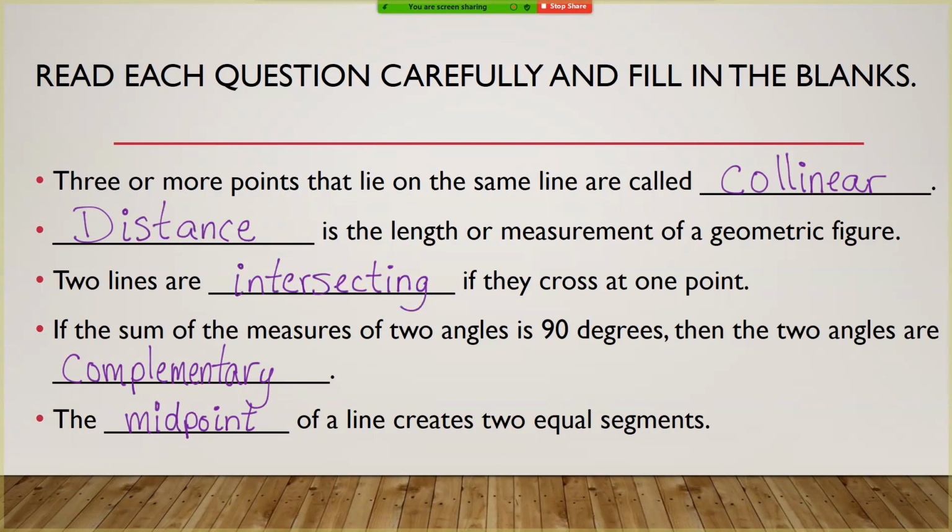So that's it for our vocabulary. So there are 5 of them there. They are worth 1 point apiece on your test.